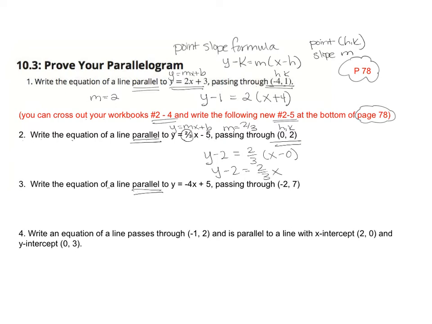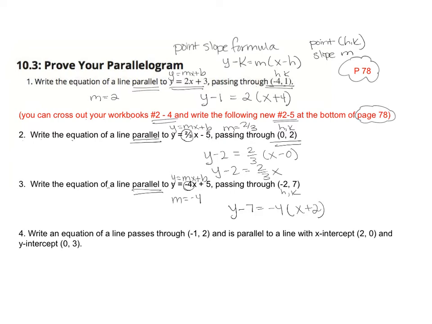So again, this is my y equals mx plus b format. So I know my slope is negative 4. This is the point it passes through. I know this is my h, k. So I'm ready to write the equation of my line. So the equation of my line would be y minus my k, which is 7, equals my slope, which is negative 4, times x minus a negative 2, which is really x plus 2.